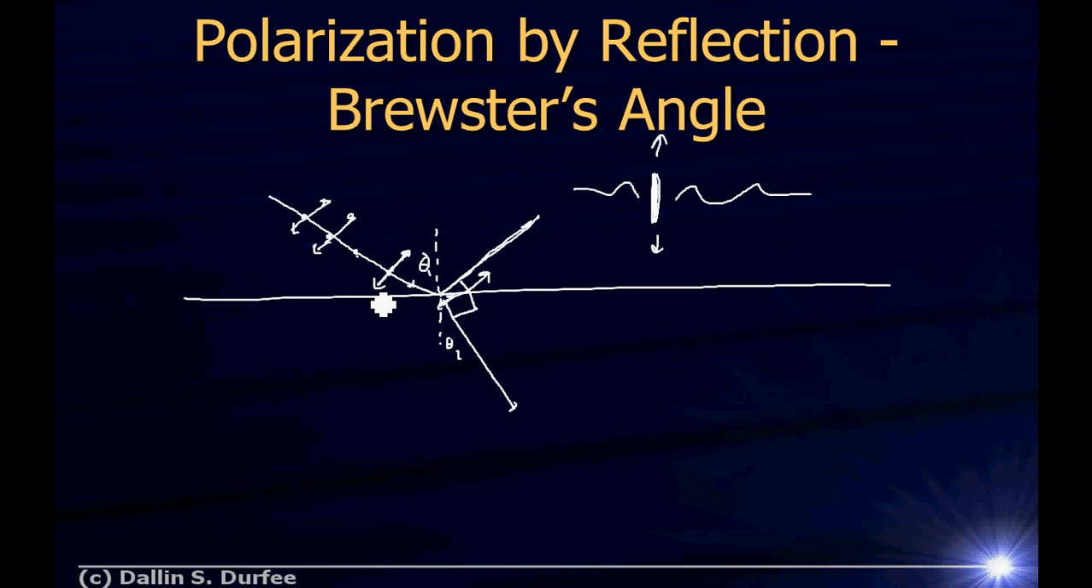So if you go out on the lake and wear polarized sunglasses, you can look at reflections off the lake. There will be a particular direction you can look down at the lake. And with your polarized sunglasses, if you block this polarization, you'll see nothing. You'll be able to actually see into the lake.